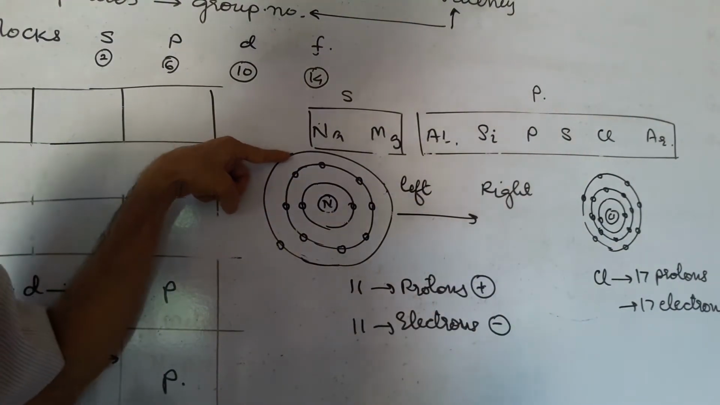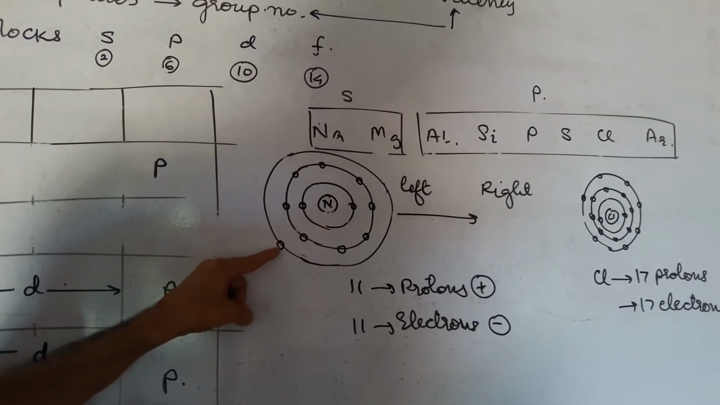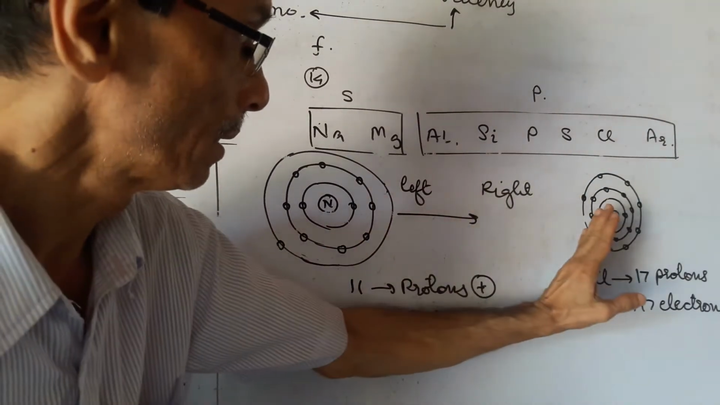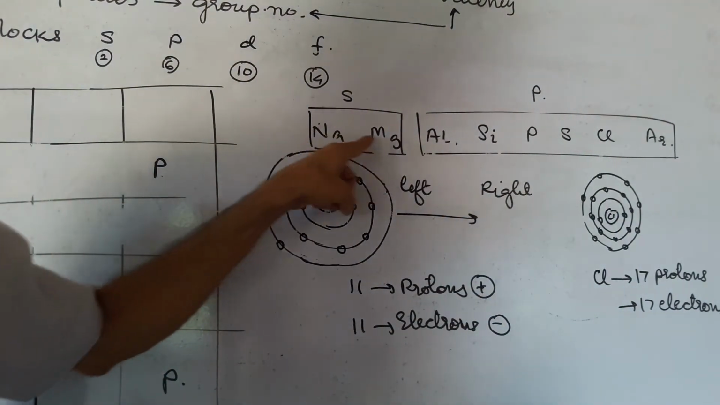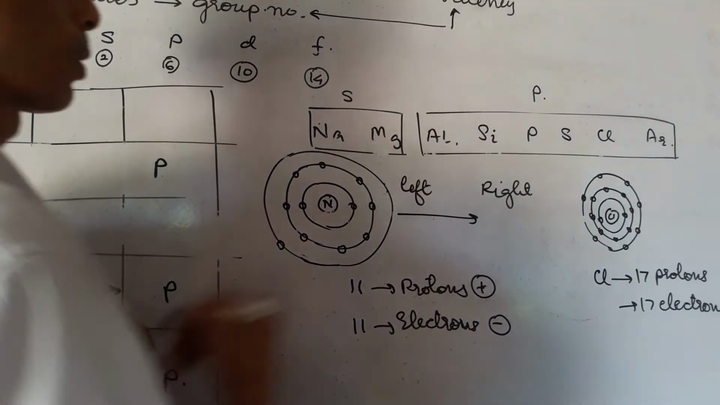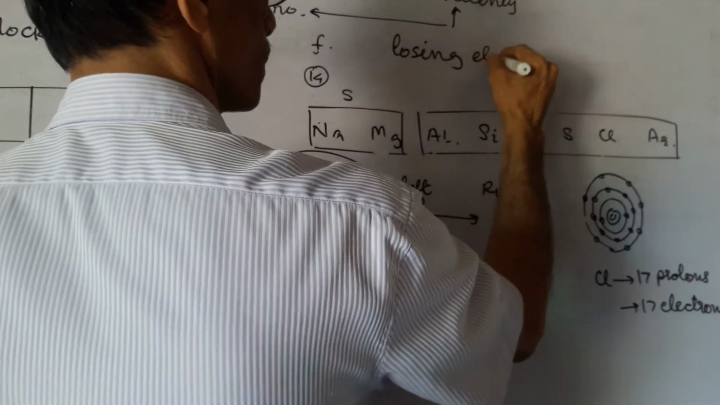As the size decreases, you will find the attraction increases. As the attraction increases, the electrons are attracted towards the nucleus, and therefore they do not lose easily. And as they do not lose easily, you will find that the metallic property decreases, because metallic property depends on losing electrons.